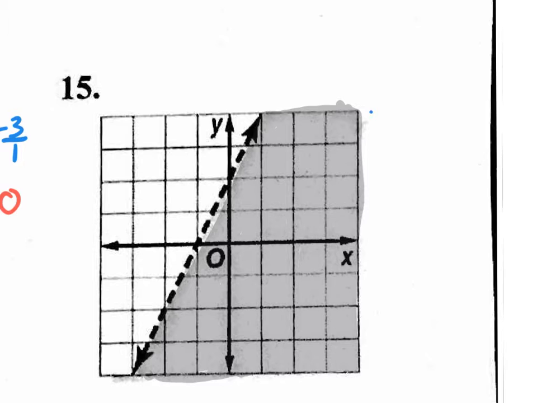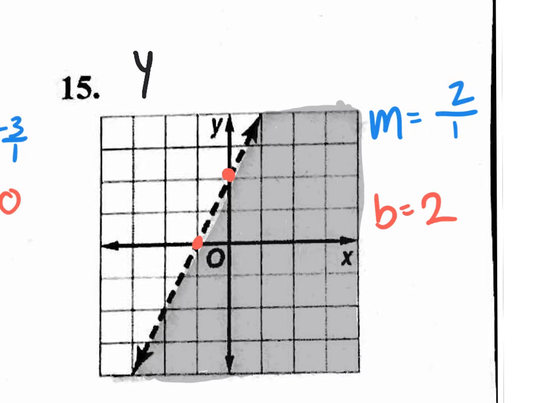Could somebody tell me the m value? Picking 2 points. Rise over run. Here's 1 point, here's another point. How much do I rise? Rise 2? Over 1, perfect. And what about the b value? Where does it cross the y-axis? 2. Okay, so what about my slope-intercept form? If it were an equation, I would write y equals, but I'm not going to put equals because it's an inequality, but I will have mx plus b, a 2x plus b.